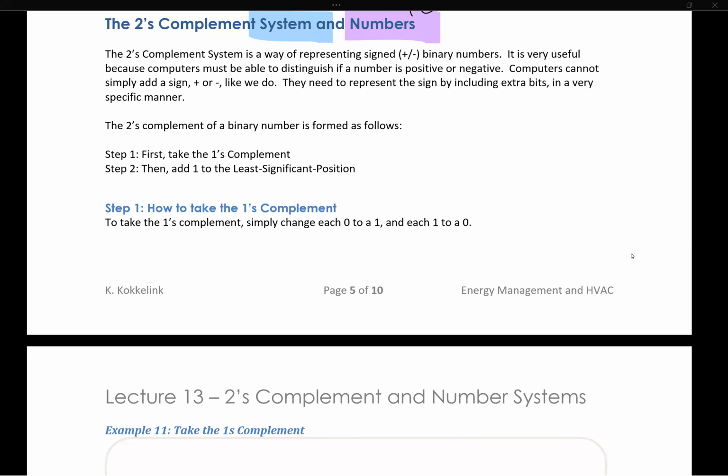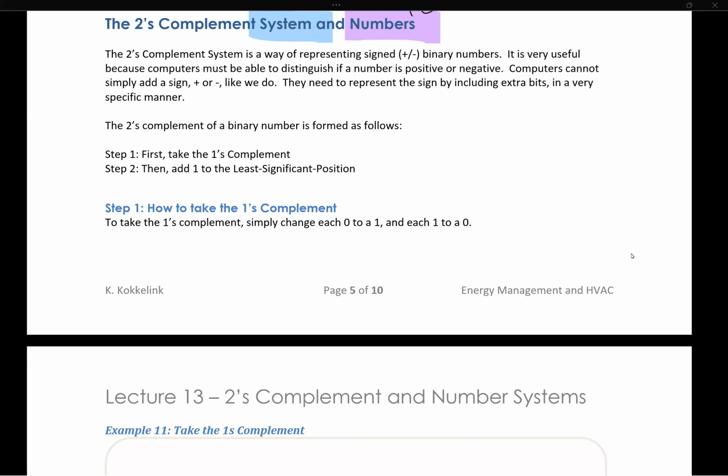Now we have to know that there's a 2's complement system, and the 2's complement system uses 2's complement numbers in it. We wish there were a name for the 2's complement system that is different than 2's complement, because 2's complement is a type of number. But at any rate, the 2's complement system is a way of representing signed numbers.